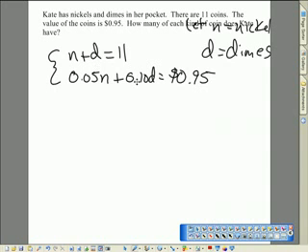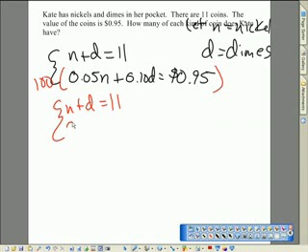Wow, is that ugly. The first thing I'm going to do is multiply all of this by 100. Why am I going to do that? So I can have whole numbers and get rid of the decimals. N plus D equals 11. And then 5n plus 10d equals 95. All right, now I can set them up to move around.